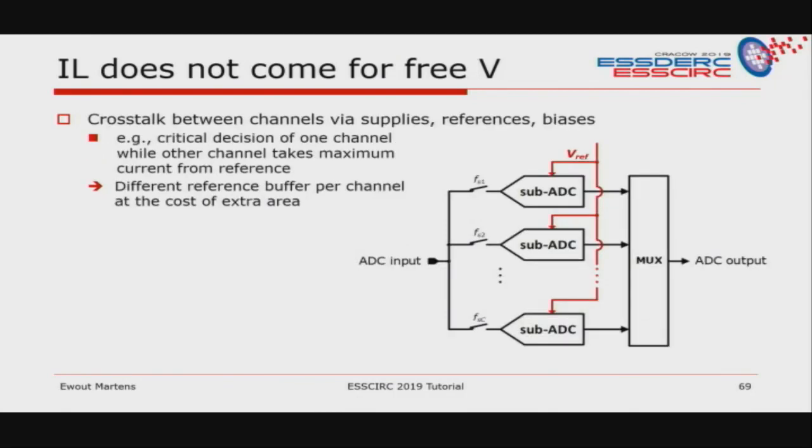There's also another thing, like you have the different channels. You don't only have dispersion, the different channels can also speak to each other, so there can be some crosstalk via their supplies, via the references and biases. So you can also end up having to use different references in the different channels, which of course just costs extra area.